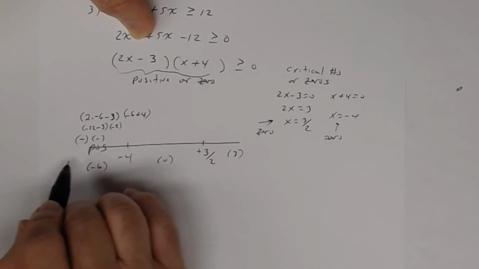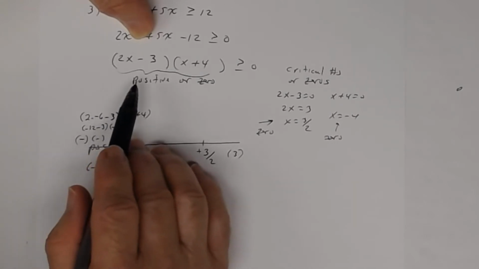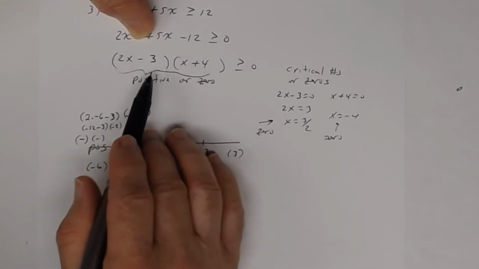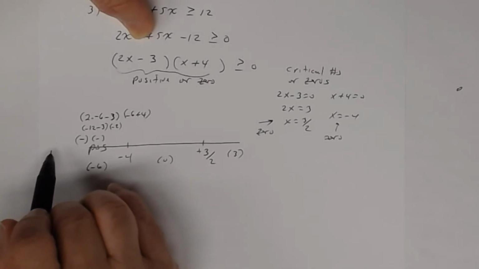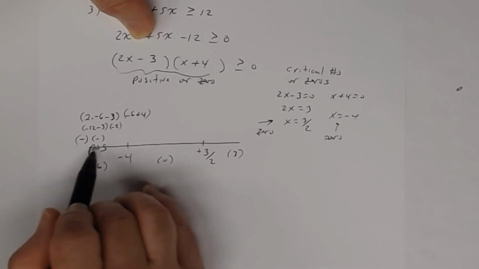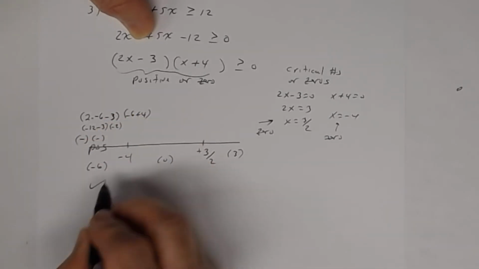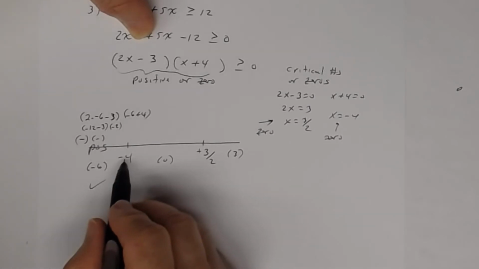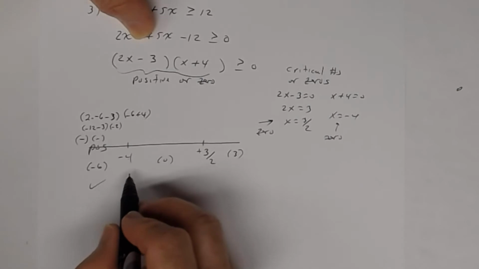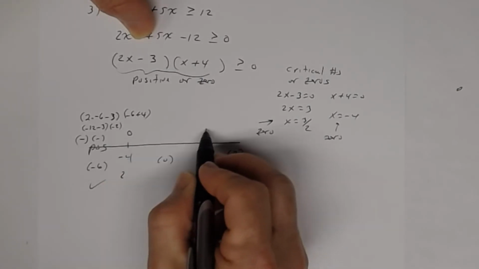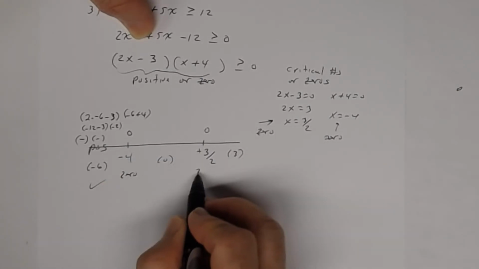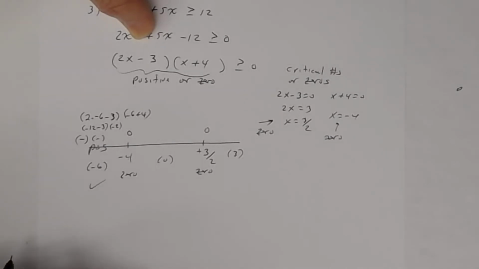So is this interval going to be a solution? Yes, because I want this product to be positive, and any value of x that's between -infinity and -4 will make this product positive. So I'm going to check it off. Now, remember the -4 and 3 halves are zeros, right? So those are your zeros. That makes this 0. That makes this 0. Okay?